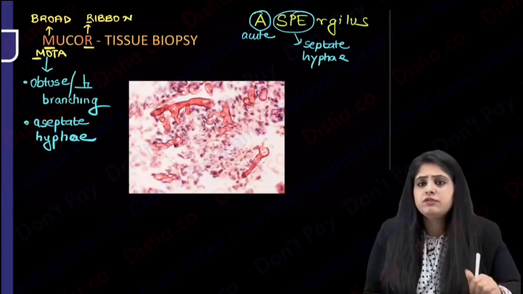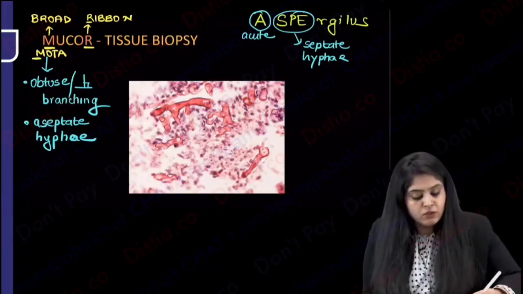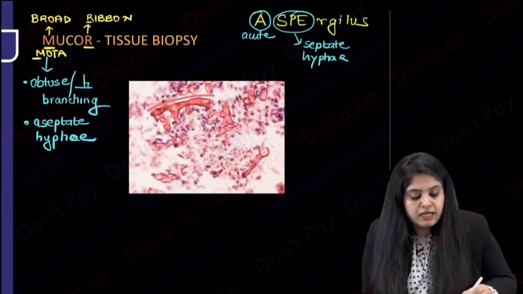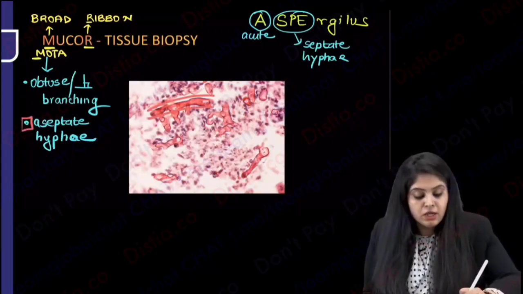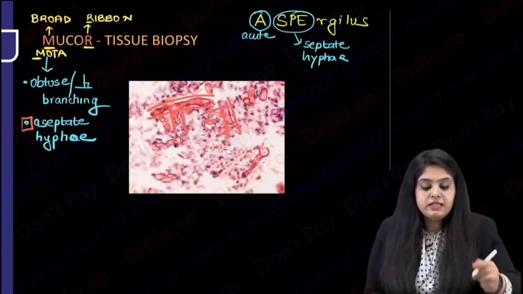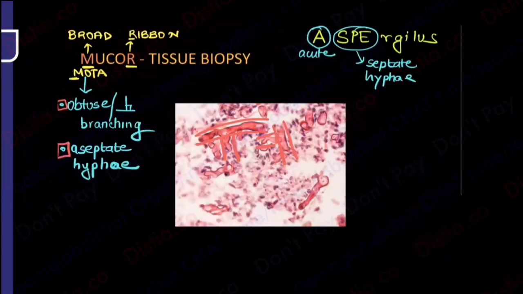So everything that you have studied, let's see this picture. Have a look at this image. Can you see there's a straight line? Do you see any lines inside it? Any septae? No, they are aseptate. Look at the branching. Branch is coming out at exact 90 degrees. So it's a perpendicular or an obtuse branching. And it's definitely mota. It's broad and ribbon-like.